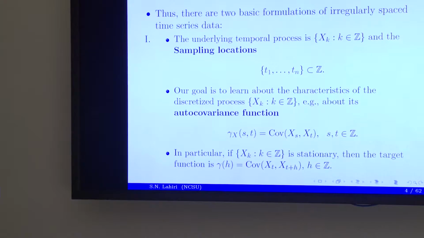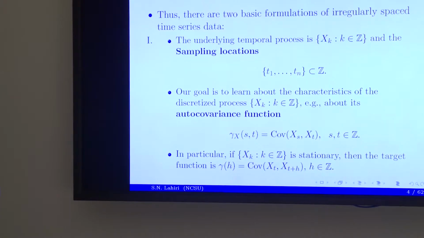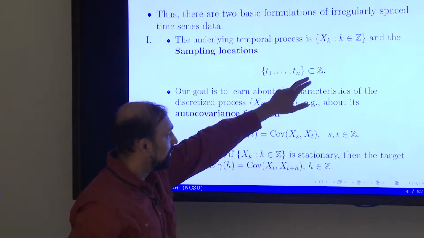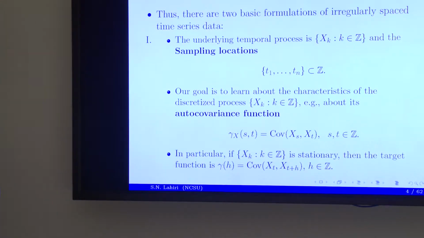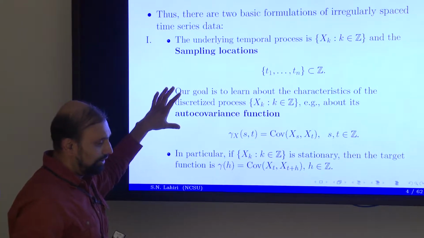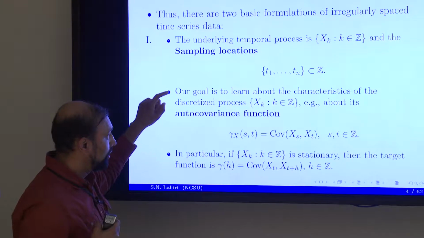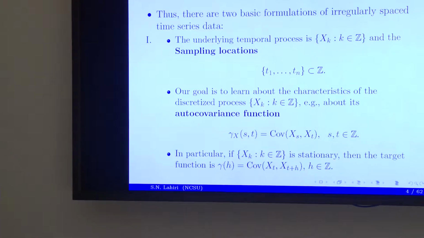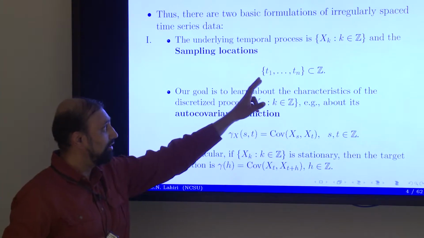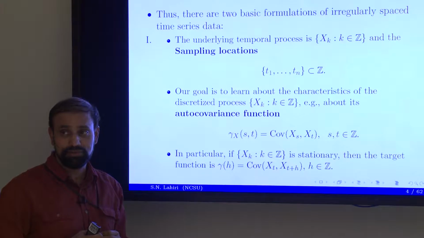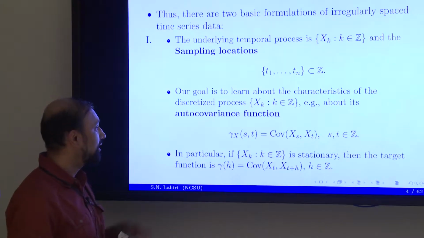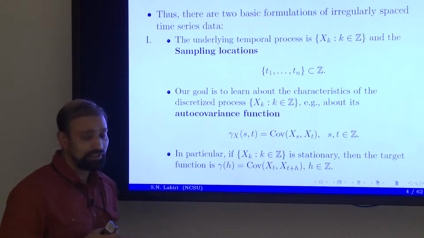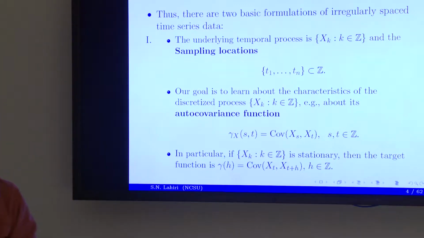In the case when we have a discrete underlying process, these sampling locations are going to be a subset of Z, the set of all integers, plus, minus, etc. We can only learn about characteristics of this discretized process. We have no hope of learning about the continuum. So in some sense, having these time points on the integer grid helps. Things are a little easier structurally, but the amount of information that you can extract is also limited by that condition.